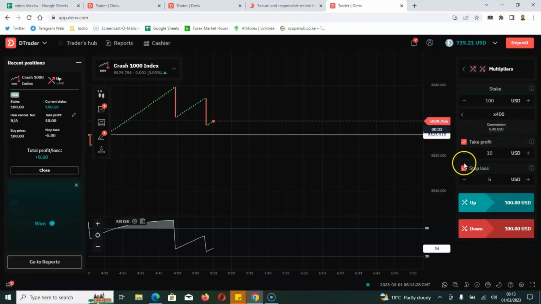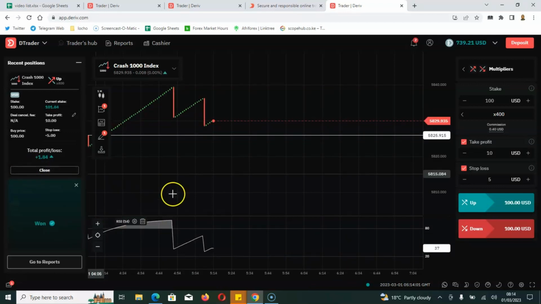So this is 34, it's running 31, 60. So let's finish and see what we will be able to get. In one candle, we can be very sure of making at least $1 if you just run one candle, and if your stake is 100 and the multiplier is times 400. So you see, we have made $1.